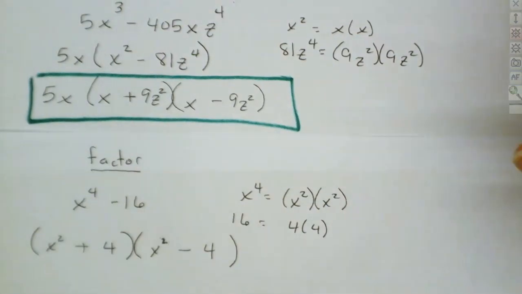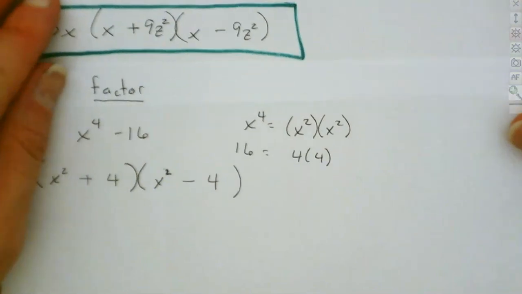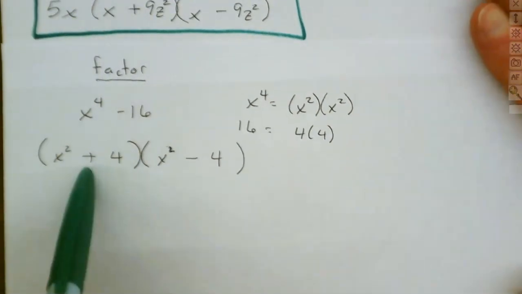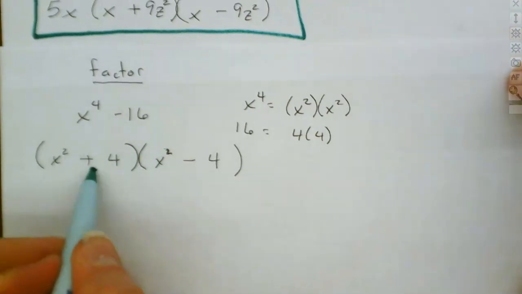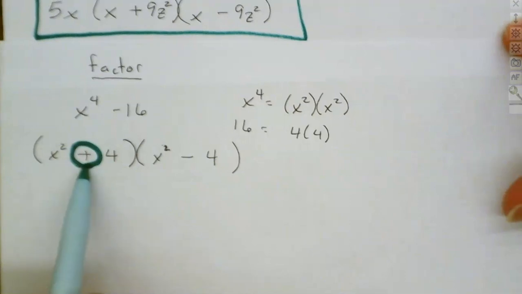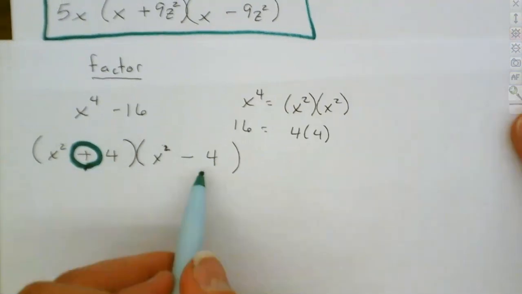Now, we are not completely done yet, and why not? This one cannot go any further. Why can this one not go any further? Well, it can't go any further because it's a plus. When we look at squares, we are looking at a difference of squares, so it has to have a subtraction symbol in between them. This one has a plus. This is a sum of squares, so it won't go any further.